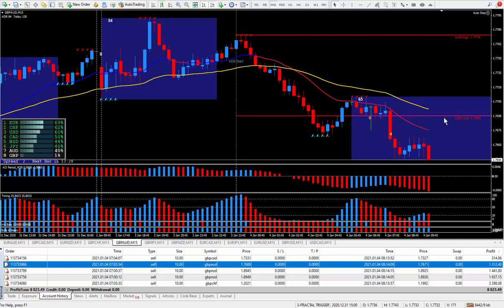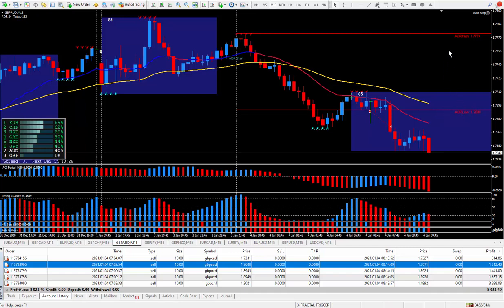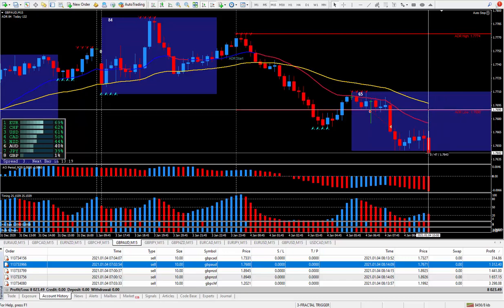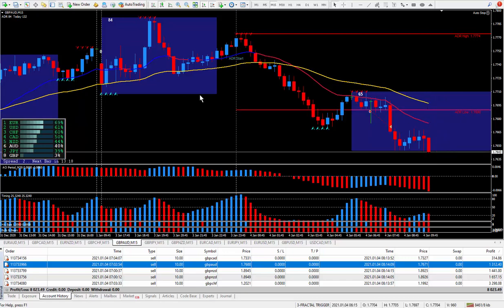And also got to pay attention that it already hit the ADR here, and that doesn't mean it's going to go another 100, 200 pips. But as you can clearly see, it already went almost 50 pips more. These pound pairs move like crazy every day, even on holidays, bank holidays.